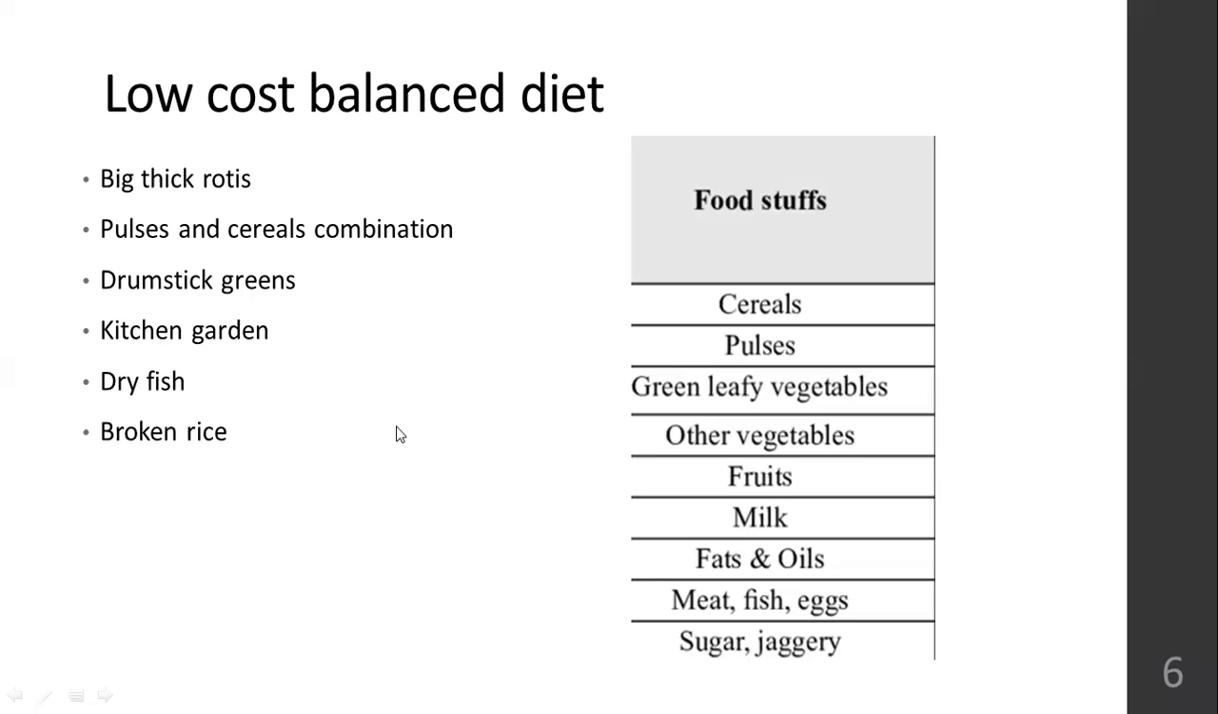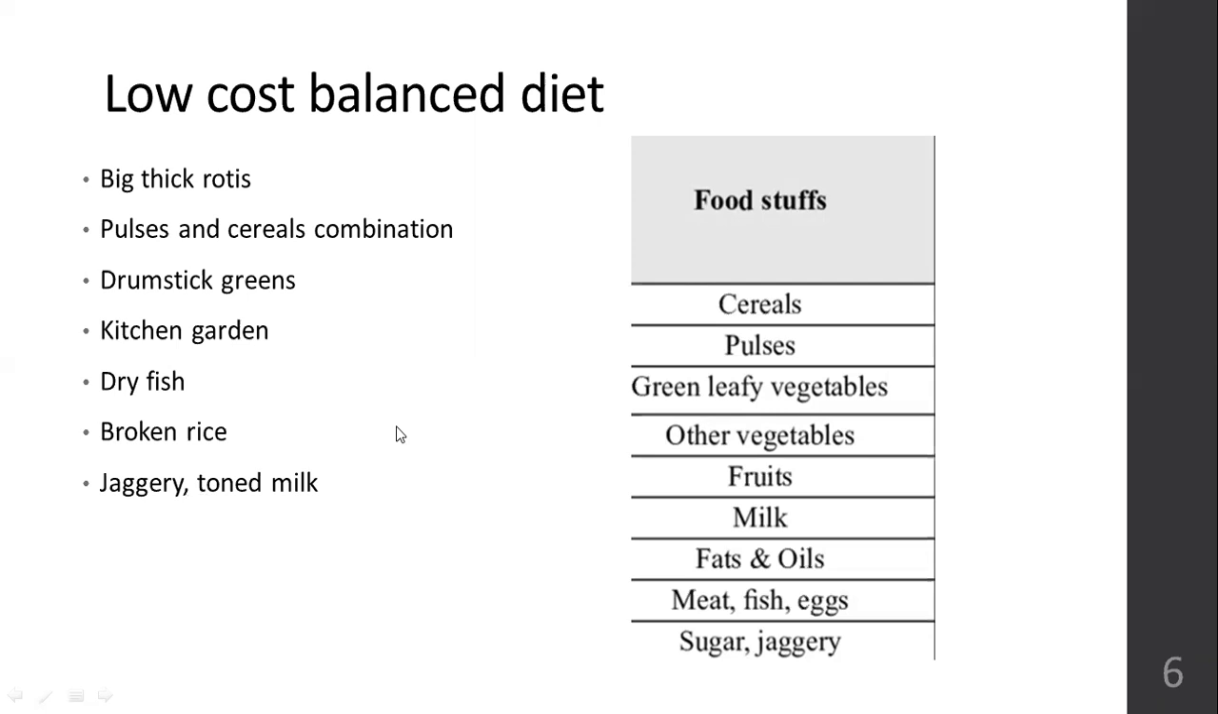Then broken rice, especially from ration shops. If you can ration your pulses and legumes. Broken rice is equally nutritious, but since it is broken, it is sold at a very cheap rate. It is not backward in terms of nutrition as compared to normal rice. So you can guide them to use broken rice.